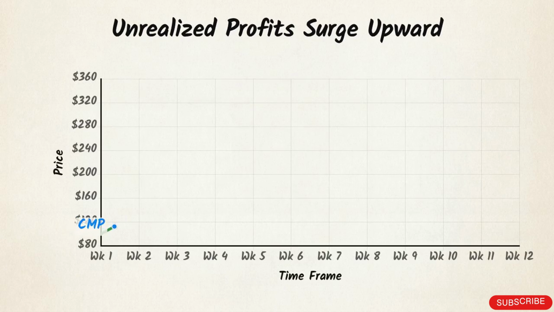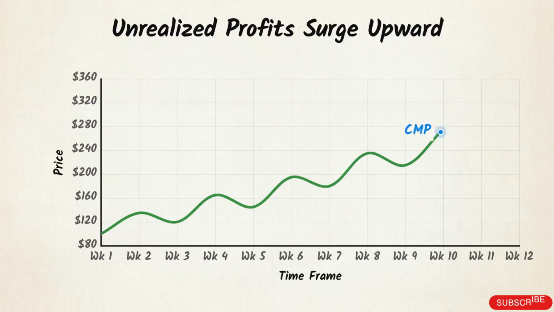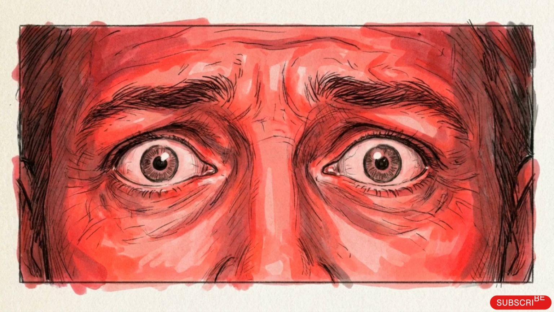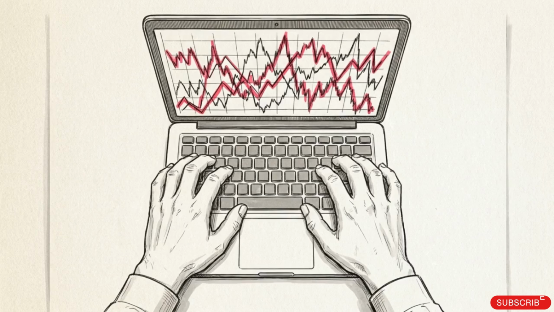Then comes the second problem. You watch the stock climb, feel great about it, but when the price suddenly reverses, you freeze. You hold on, hoping it bounces back, because you never set a specific rule for when to get out.